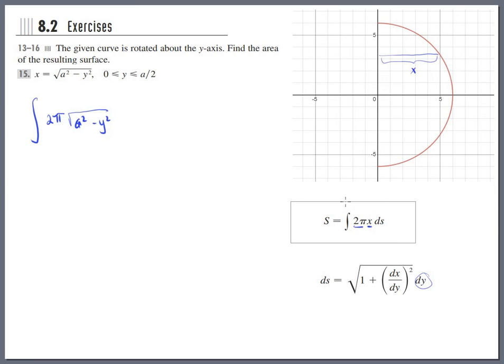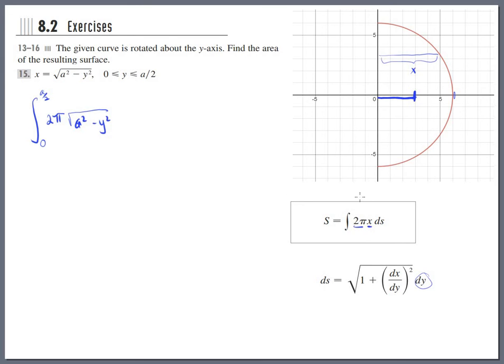Let's go ahead and put the limits of integration on also. They didn't really notate that in the formula, but we are going from 0 to half of a, whatever a is. In my picture I use 6 for a, so we're going from 0, 1, 2, 3. We're covering this much of it.